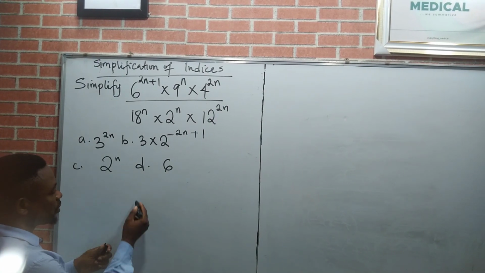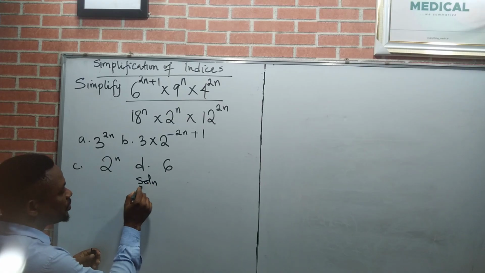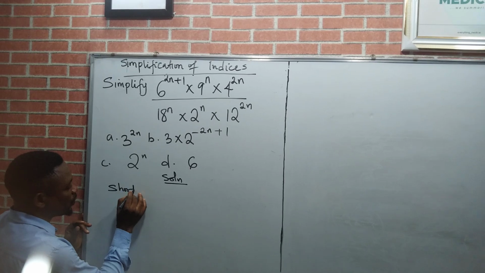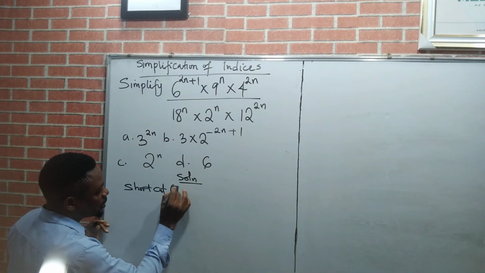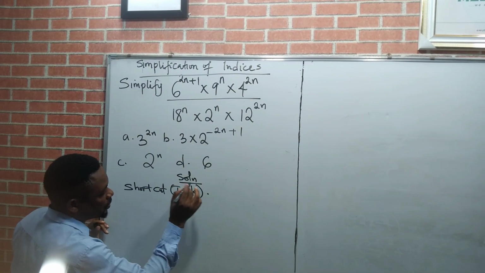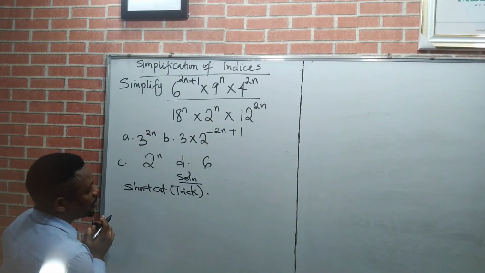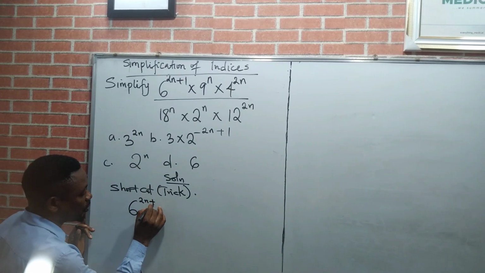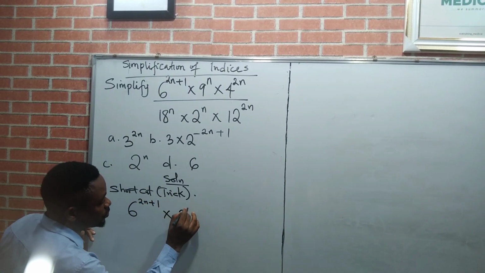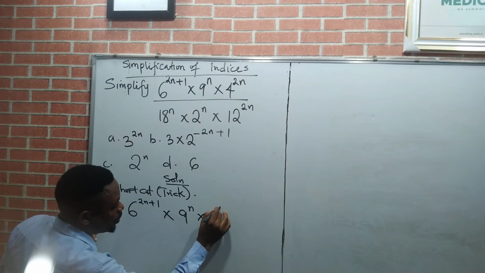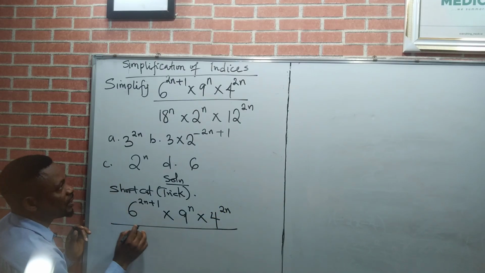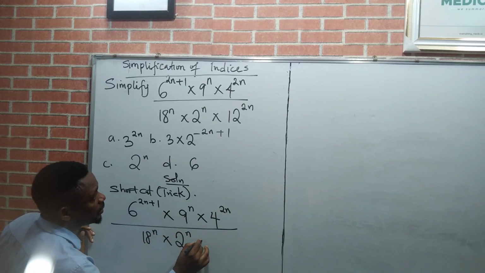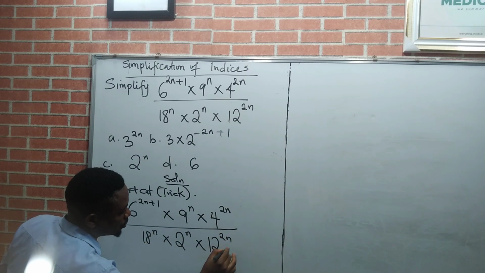Now I want you to observe something here. Watch. Anytime you are given this kind of question, remember I said I would use what we call shortcuts, which is the tricks. Just in a minute or a second, the answer will appear. Anytime you are given this kind of problem, 6 raised to power 2n plus 1 times 9 raised to power n times 4 raised to power 2n, divided by 18 raised to power n times 2 raised to power n times 12 raised to power 2n.